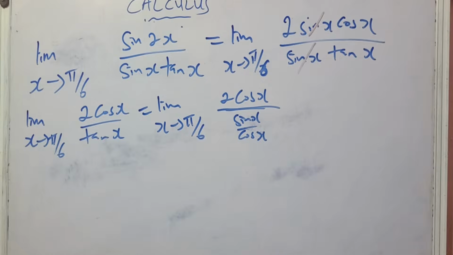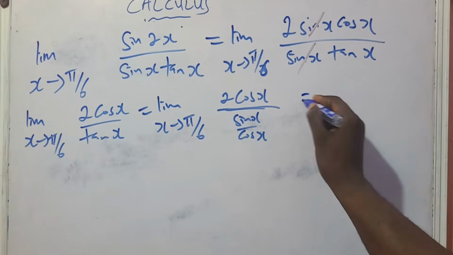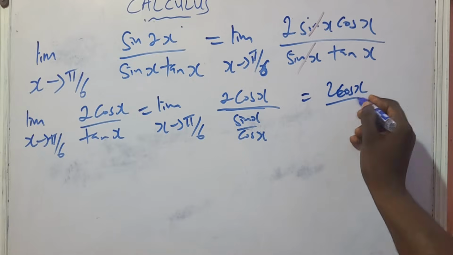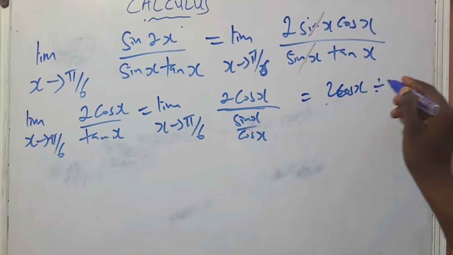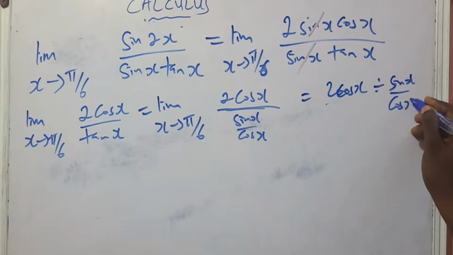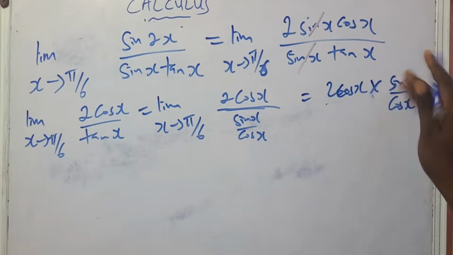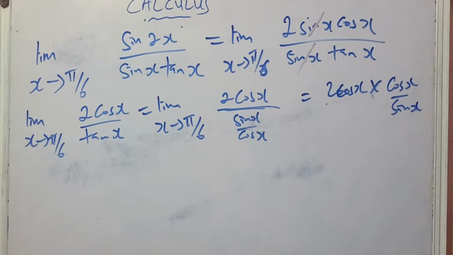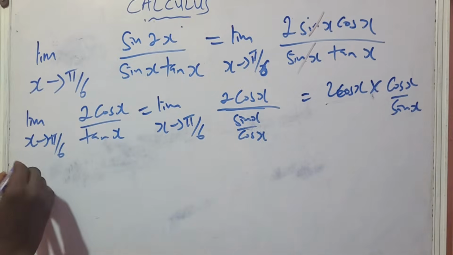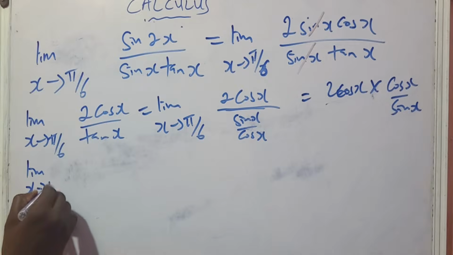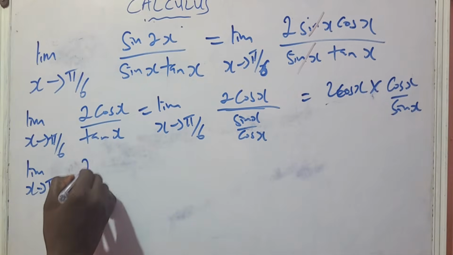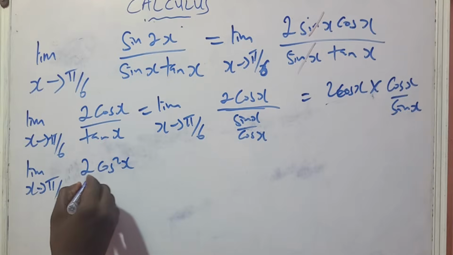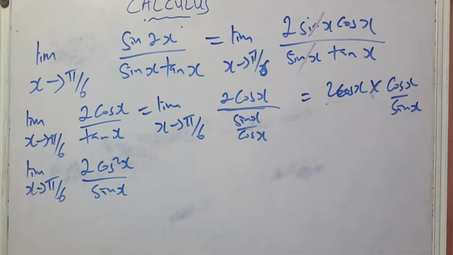So if I go on to try and solve this, let me just solve this here. We have 2 cos x divided by sine x over cos x. That will obviously be times, then we take the reciprocal of it, which is cos x over sine x. So obviously, I'm going to be having the limit as x was tending towards pi over 6 of 2 cos square x over sine x.